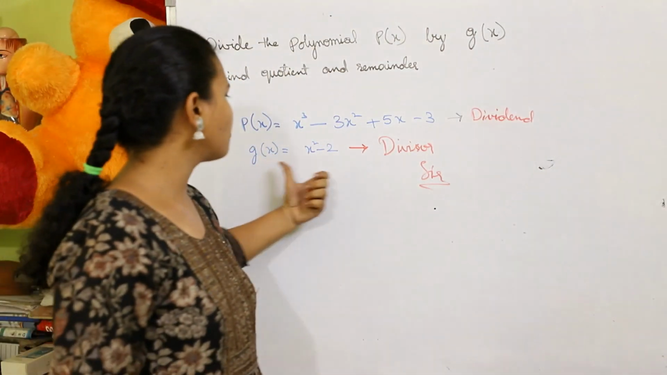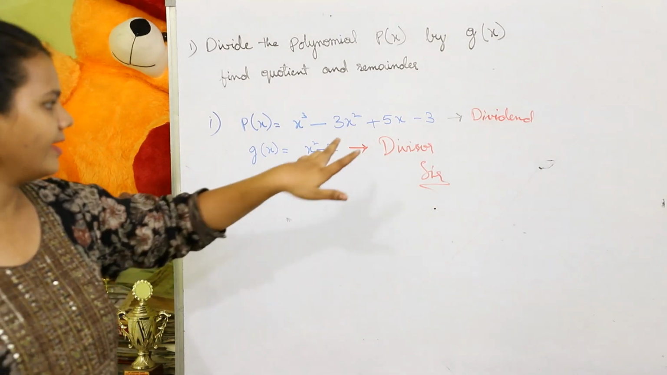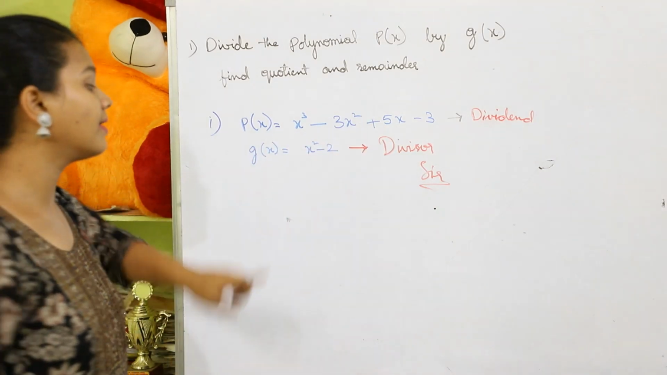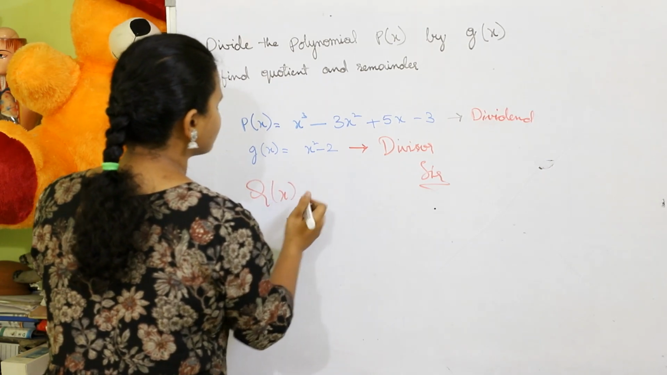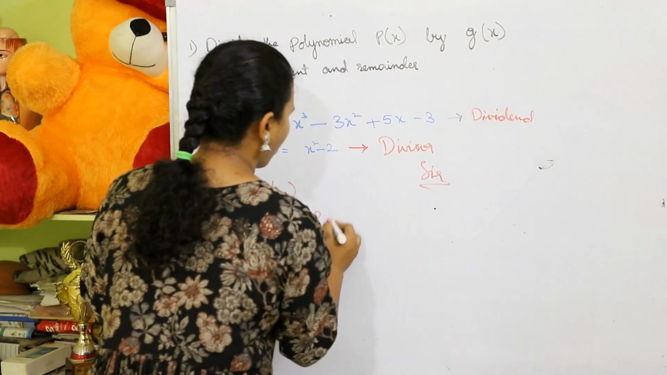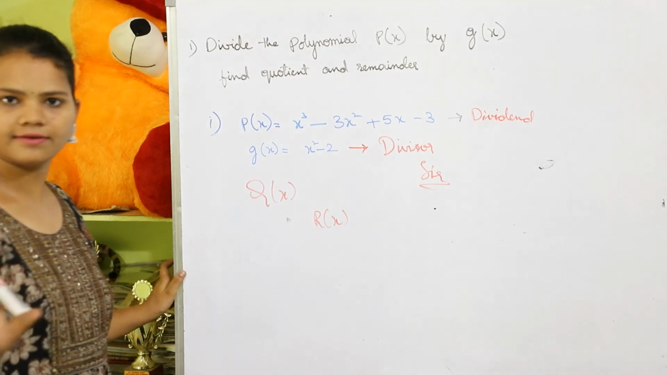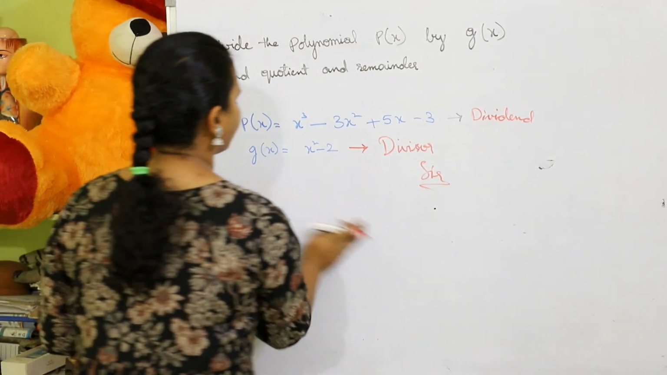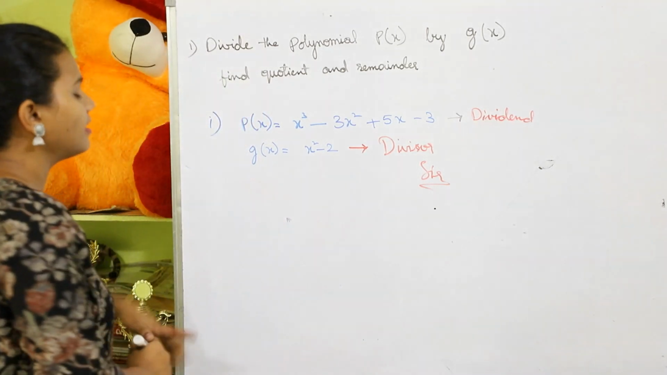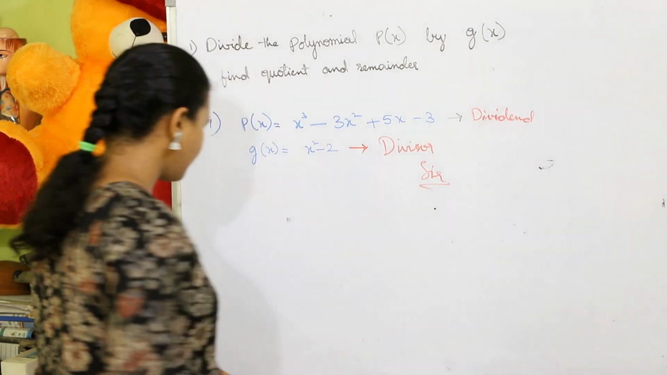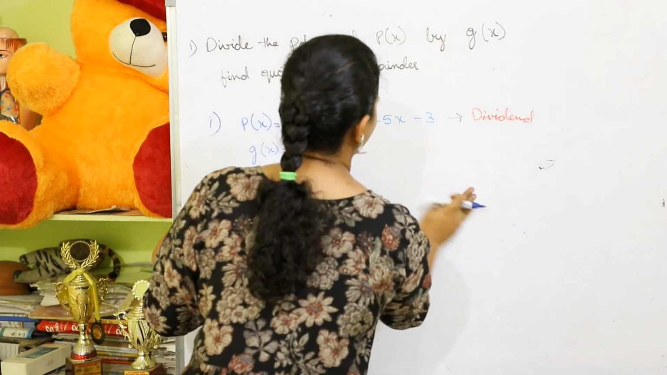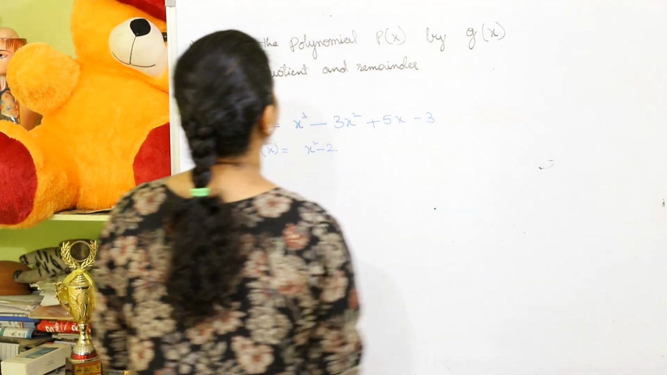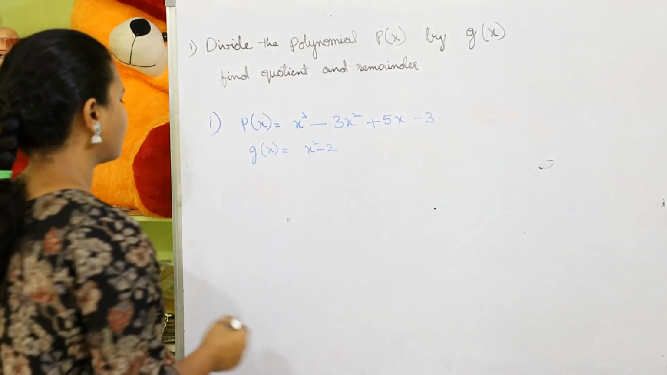Where g of x will always be the divisor and p of x will always be the dividend. And q of x means quotient, as we know, and r of x means remainder. Clear? Now coming back to the given question, they have given the p of x and g of x values, and we must find q of x, the quotient, and the remainder for this.